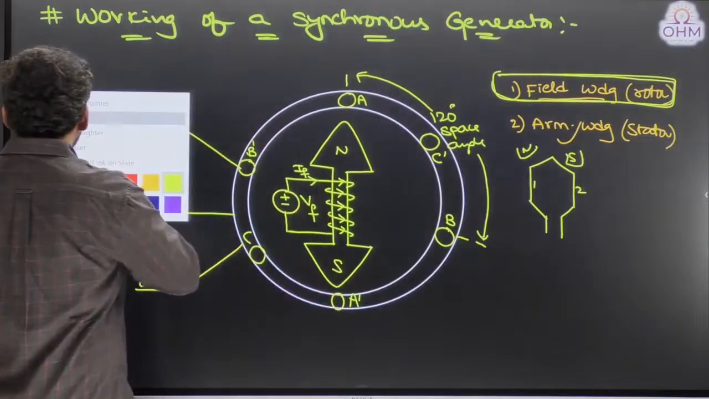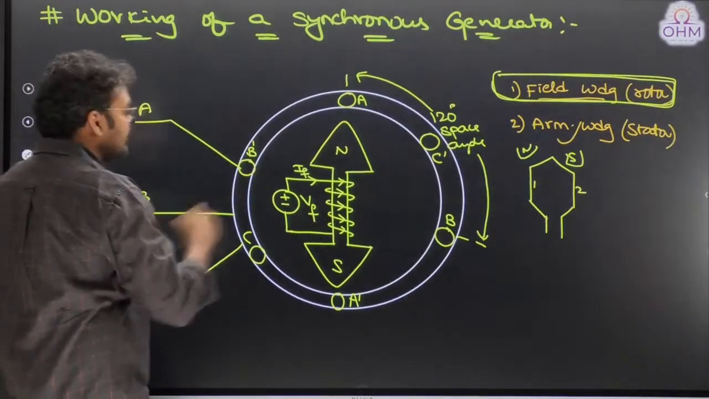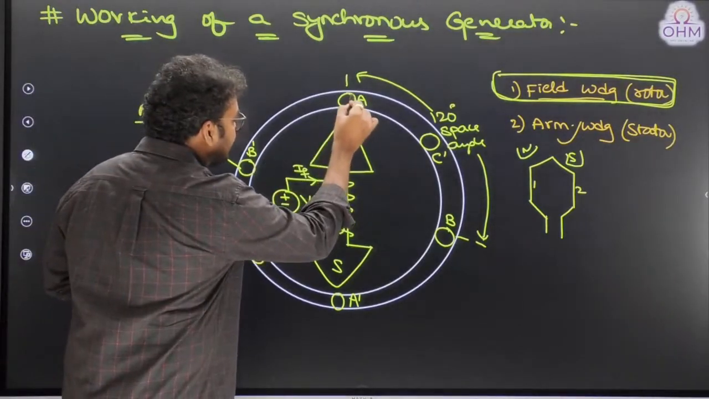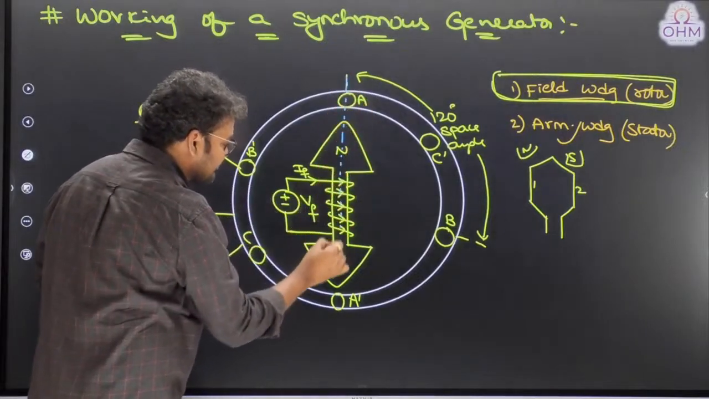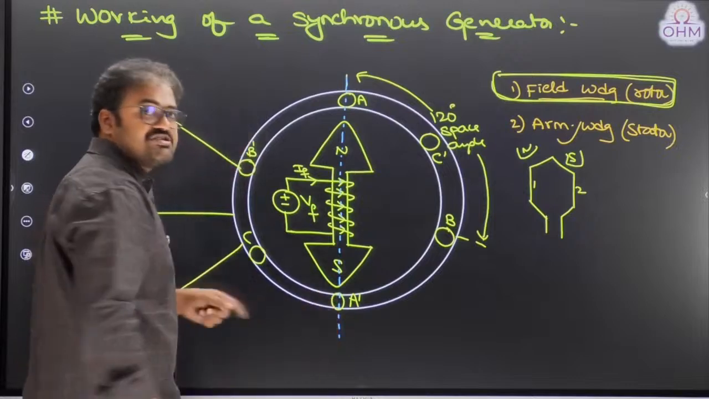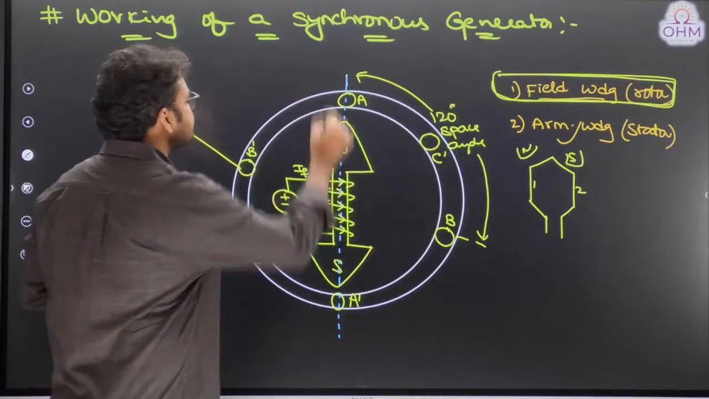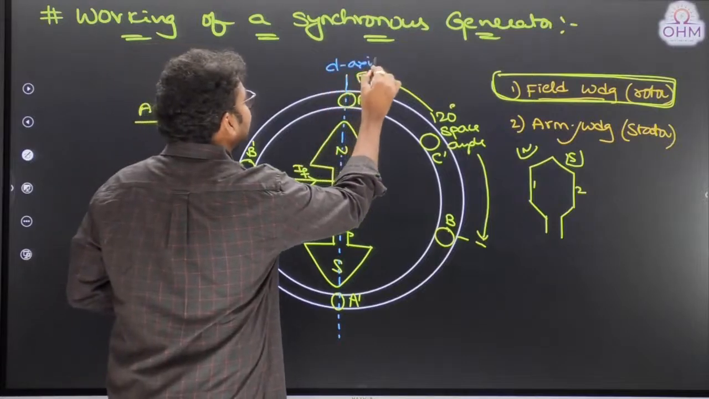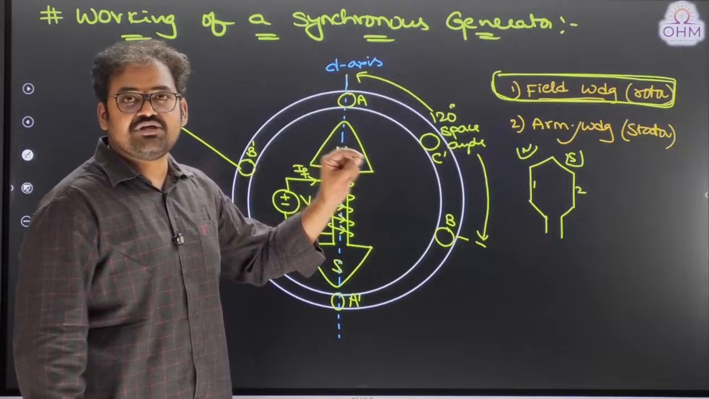And right now, from the diagram you can understand, conductor A is exactly under the north pole. This is what we call the direct axis of the machine. The one which passes through the poles, we call the polar axis or direct axis. And whenever the conductor is along the direct axis, maximum EMF can be induced.